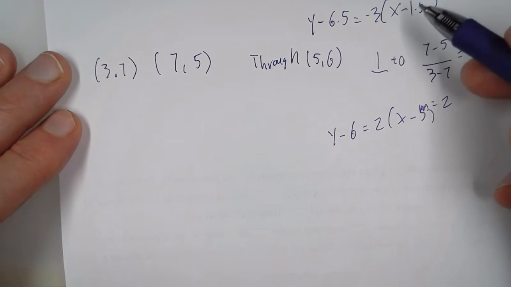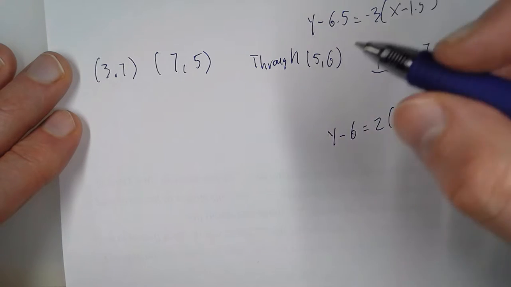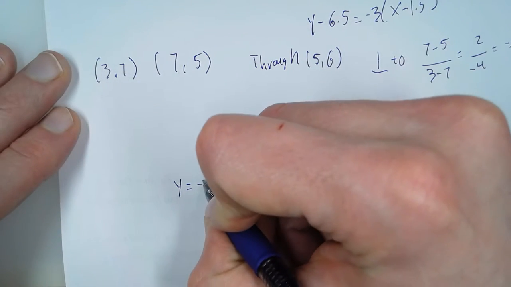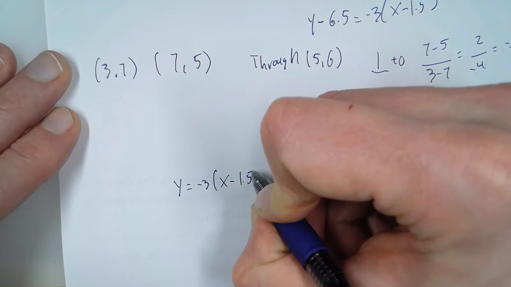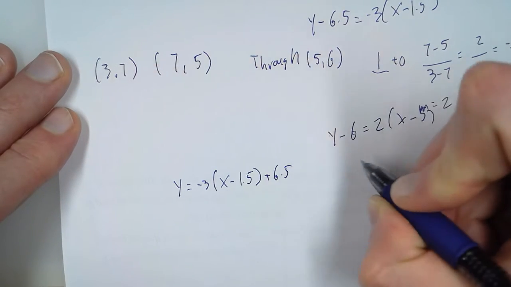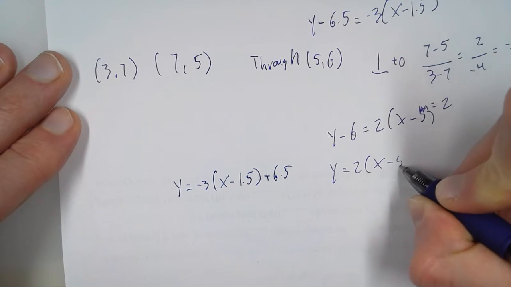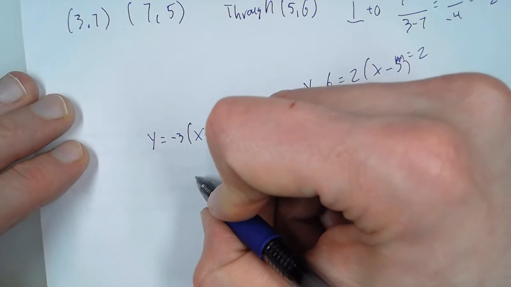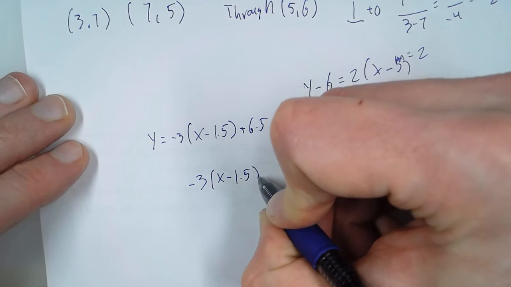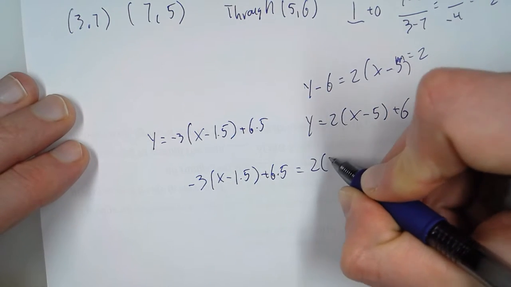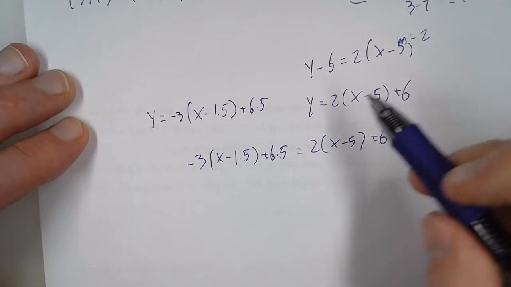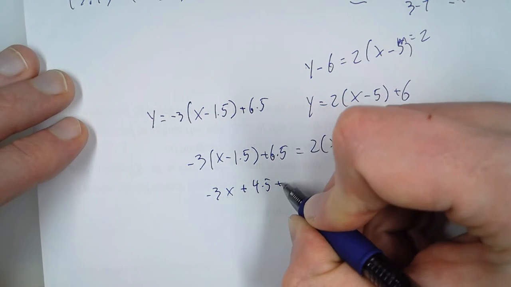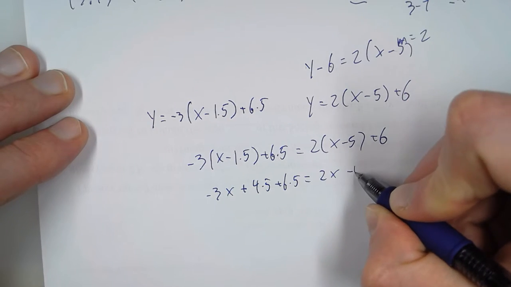So we have our 2 perpendicular bisectors, and where they meet will be the center. Now I'm going to take the 6.5 and the 6 and move them over to the other side. So y equals -3 times x minus 1.5 plus 6.5, and y equals 2 times x minus 5 plus 6. Now I can set these equal to each other. So we have -3 times x minus 1.5 plus 6.5 equals 2 times x minus 5 plus 6. I'll distribute the -3 and the 2: -3x plus 4.5 plus 6.5 equals 2x minus 10 plus 6.